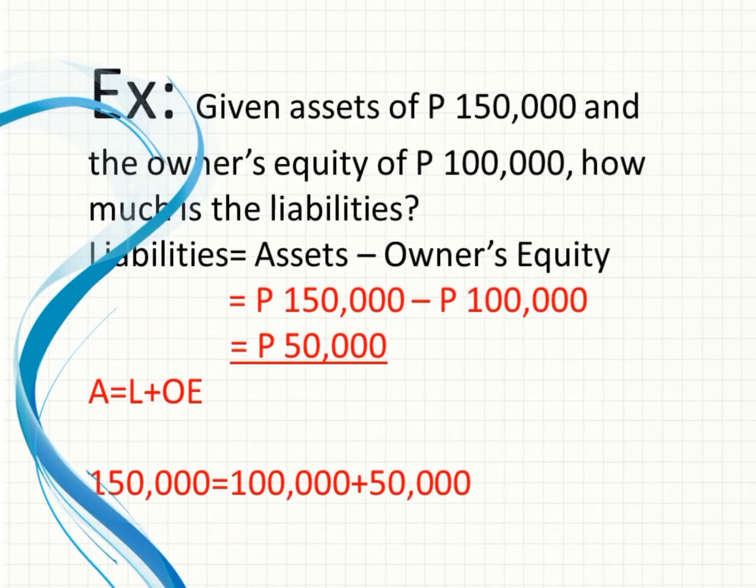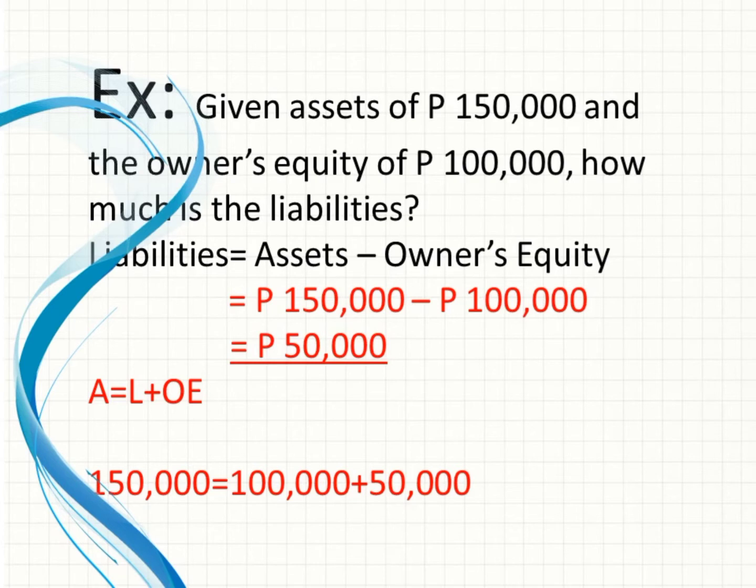Given assets of 150,000 and owner's equity of 100,000, how much is the liabilities? For this time, we are looking for the amount of liabilities. Using the accounting equation again, we just deduct the owner's equity from the assets. So we will come up with 50,000 pesos.